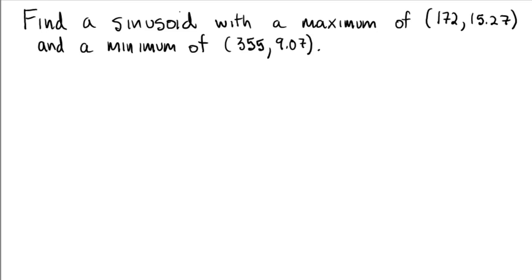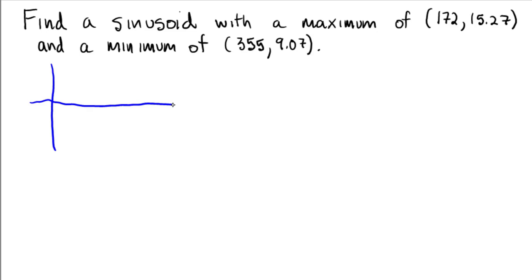For this problem, we're asked to find a sinusoidal model that has a maximum of (172, 15.27) and a minimum of (355, 9.07). So a sinusoidal model means either a sine or a cosine, one of these cyclical periodic functions. So let's draw ourselves a rough sketch of what's going on here and see if that helps to motivate us about what kind of model we're going to try to create.